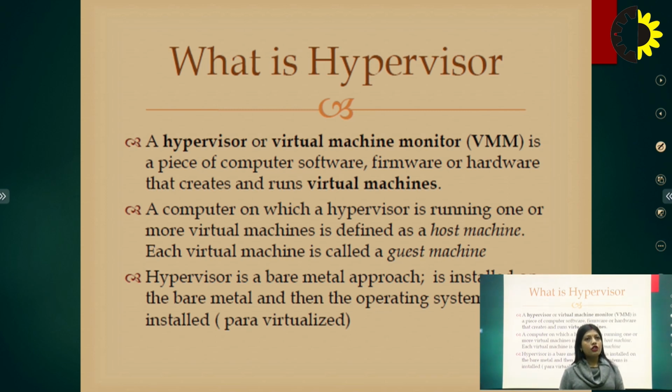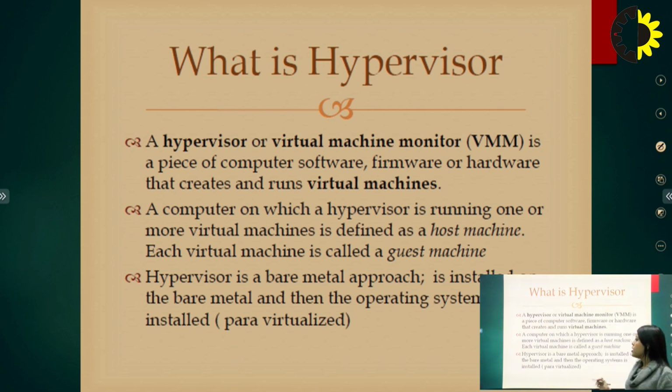Next, what is a hypervisor? Hypervisor or virtual machine monitor, both are the same thing. It is a piece of computer software, firmware or hardware that creates and runs virtual machines. A hypervisor is required for running virtual machines because on the hardware multiple virtual machines are installed for running the operating system. A computer on which a hypervisor is running one or more virtual machines is defined as a host machine, and each virtual machine is called a guest machine.